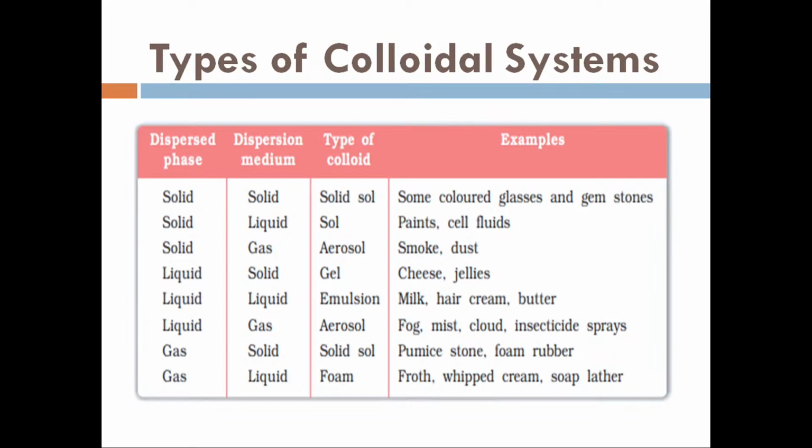As you can see on the screen, when solid is dispersed in solid, they are called solid sols. There is one more category, second last, when gas is dispersed in solid, that is also solid sol. So if the dispersion medium is solid, then it comes under solid sol. You might have seen colored glasses in the jewelry your mother is wearing, and colored gemstones like topaz. They all come under solid sols.